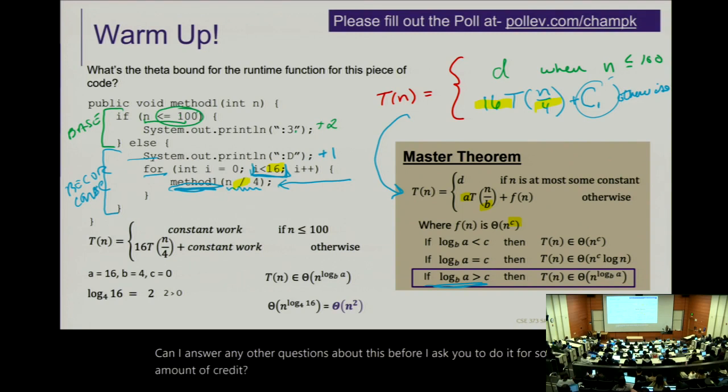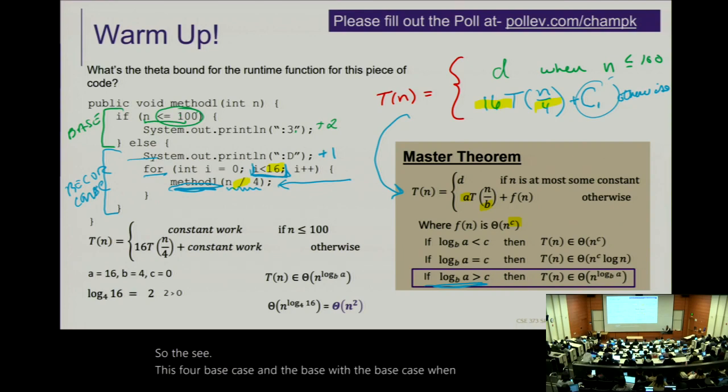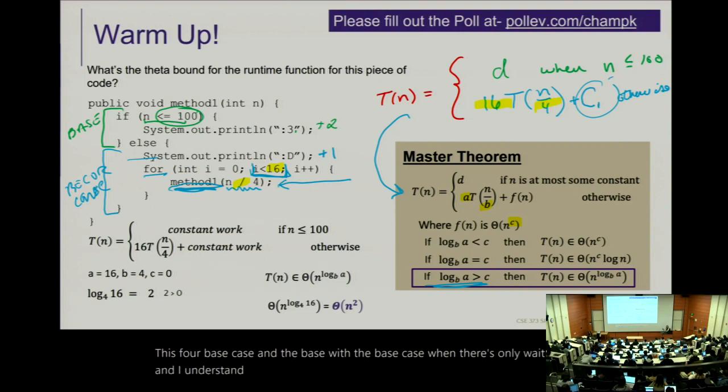Yeah? Okay. Yeah. So the C is for the base case, and it's the base case when there's only... So C, and I understand why it's weird, right? So C is in the recursive case, but it's the non-recursive portion of the recursive case. So technically C is literally just coming from this line right now.